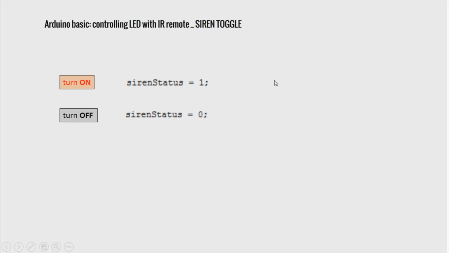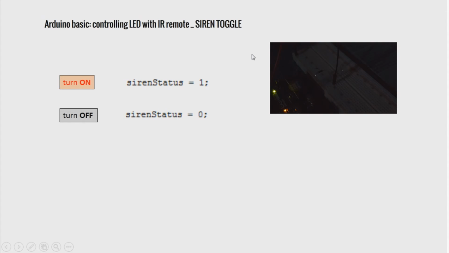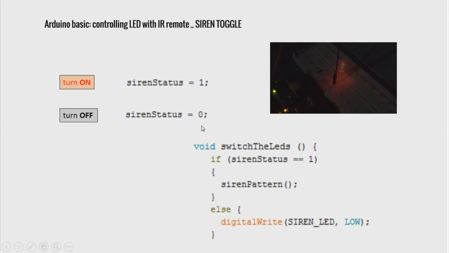The status variable is also important when we want to use a complex pattern for the LED. For example, if we want to toggle a siren pattern like the one we created in the second episode, we can easily change the digital write in this function into the function we created previously.